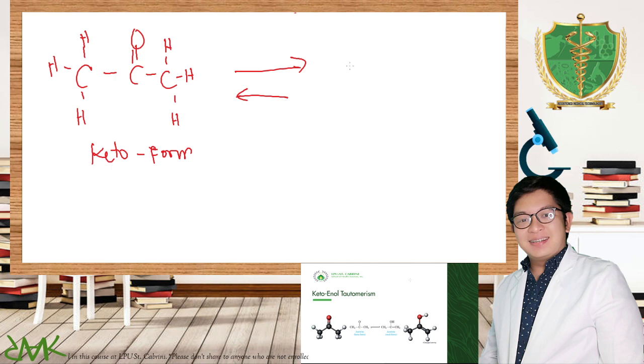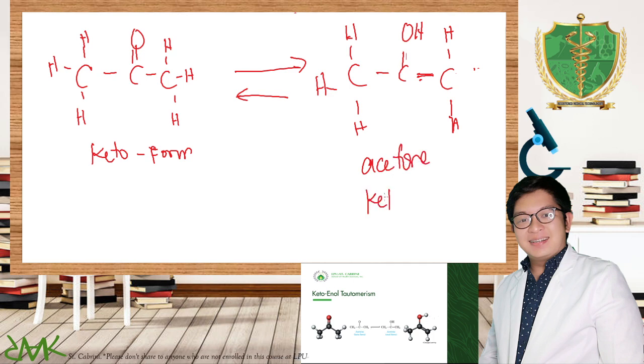So what happens? This carbon loses a hydrogen. The carbon initially having a double bond loses the double bond and becomes negatively charged since it lost a hydrogen. Here the oxygen comes in, and we will have a double bond here. And this is now our acetone in keto-enol form. That is our acetone in keto-enol form.